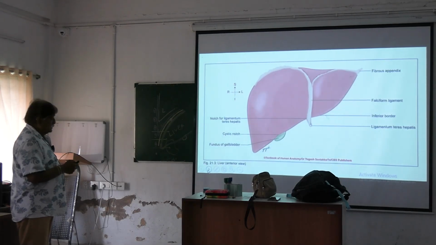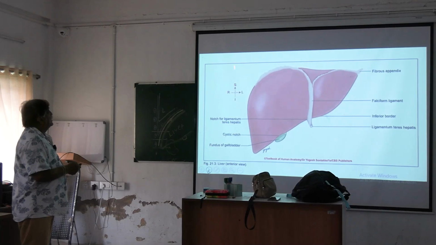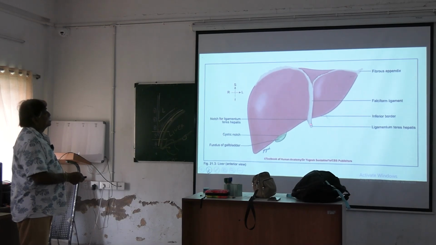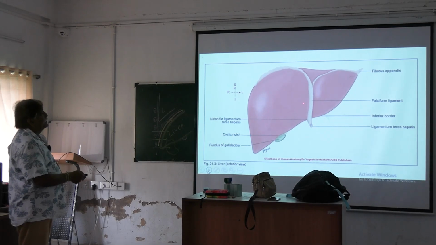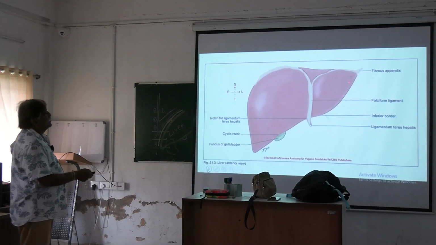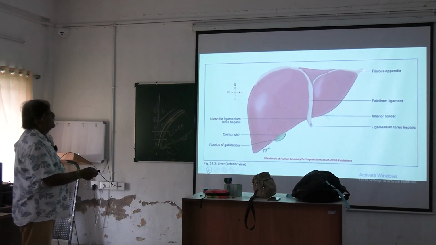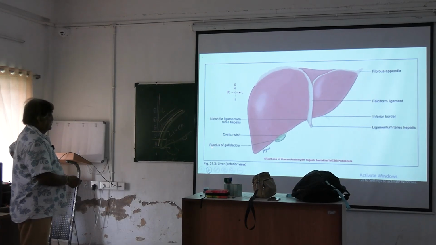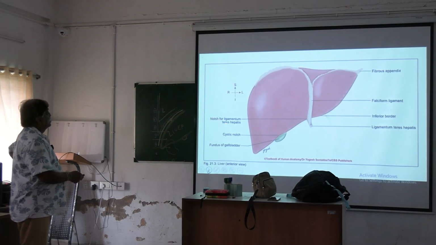Here, the superior, right and left is the inferior surface. Now, the notch of the ligamentum teres hepatis. See the falciform ligament and inferior border, the fibrous appendix, this, and fundus of the gallbladder, the cystic notch for ligamentum teres hepatis.